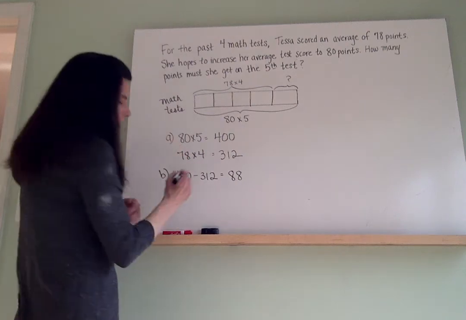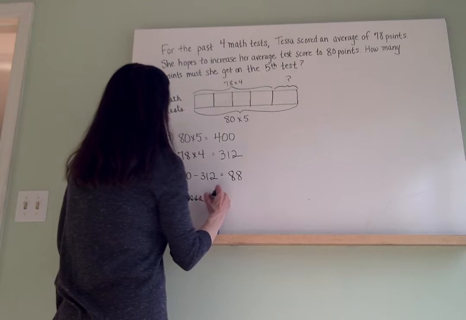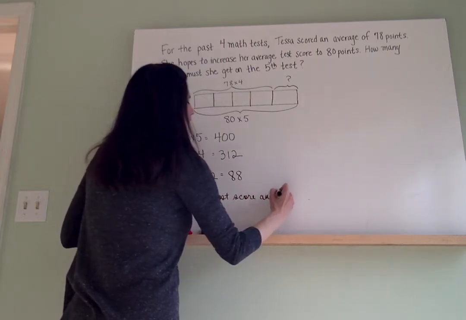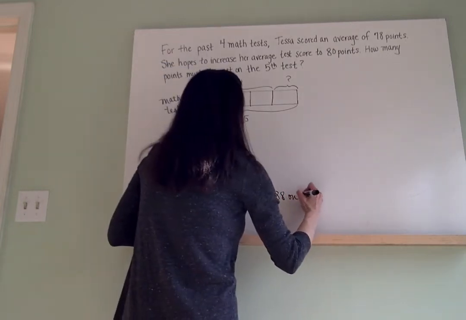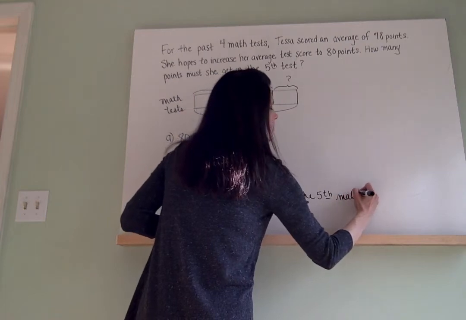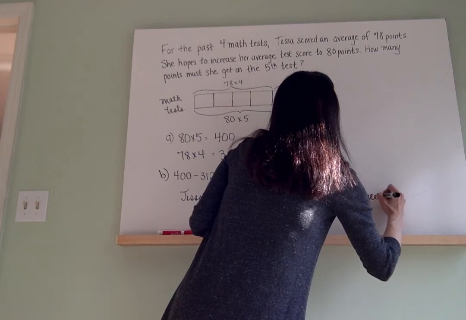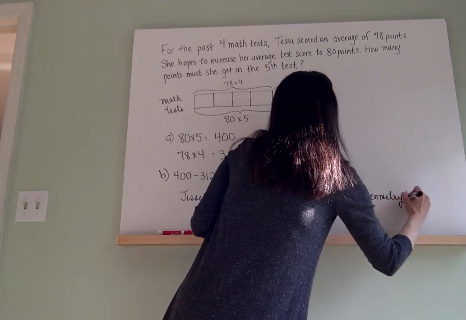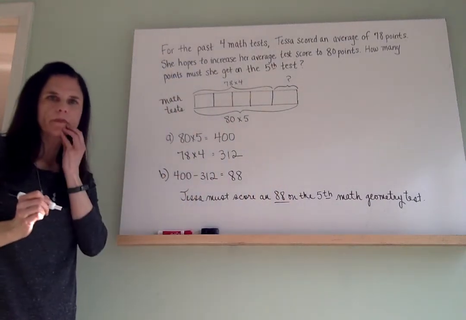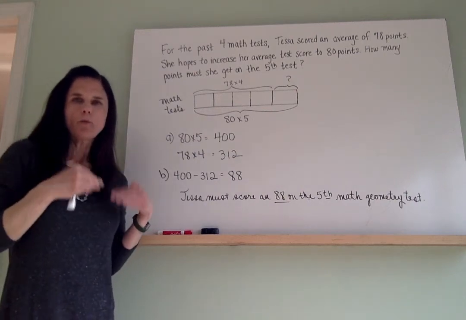So I should have written my sentence down there. Let's see. Tessa must score an 88 on the 5th math, let's say it's a test on geometry. Geometry test. And that's your answer.